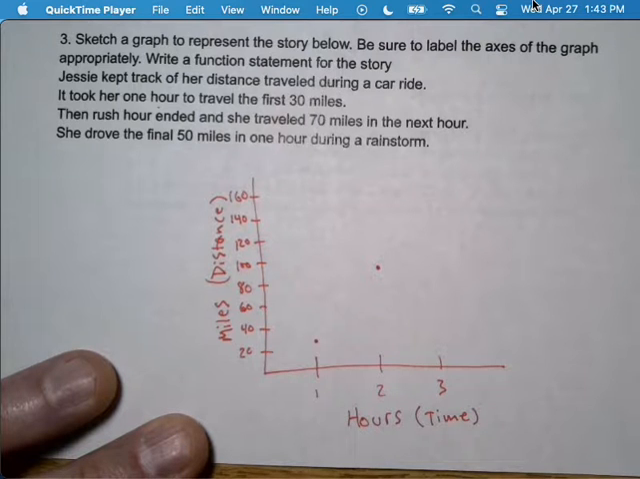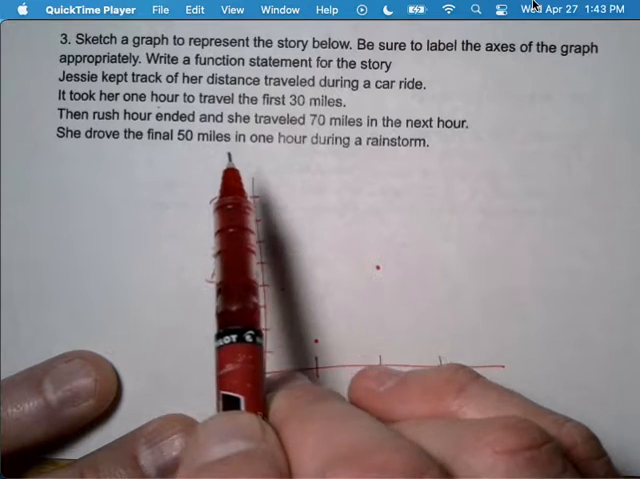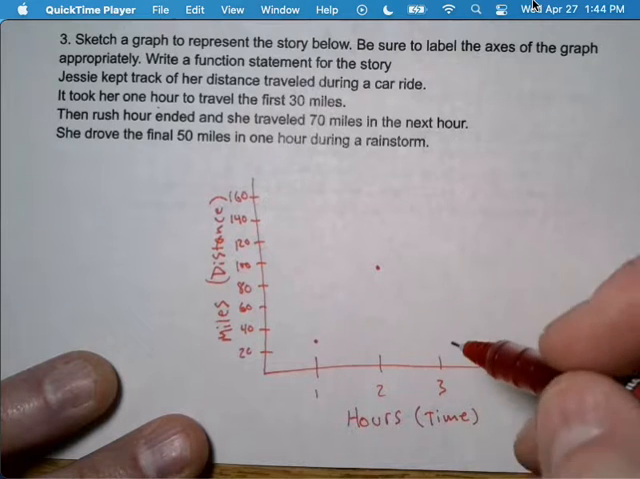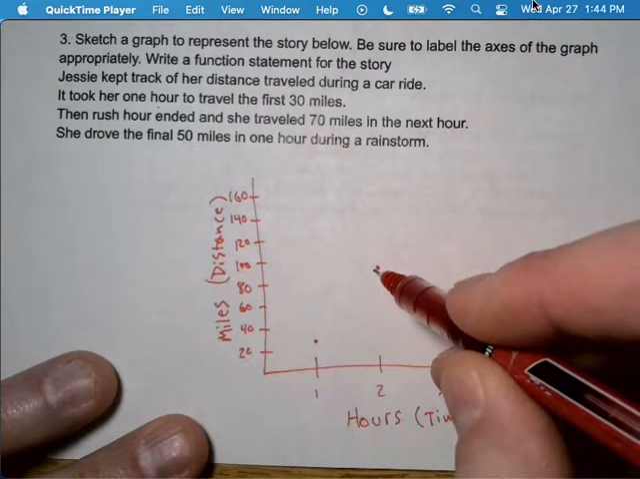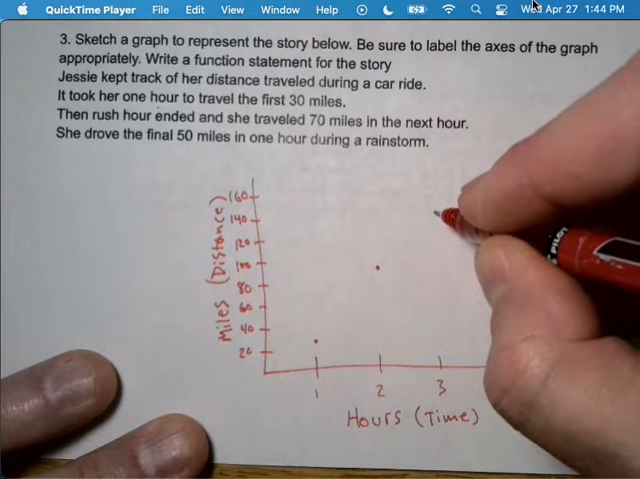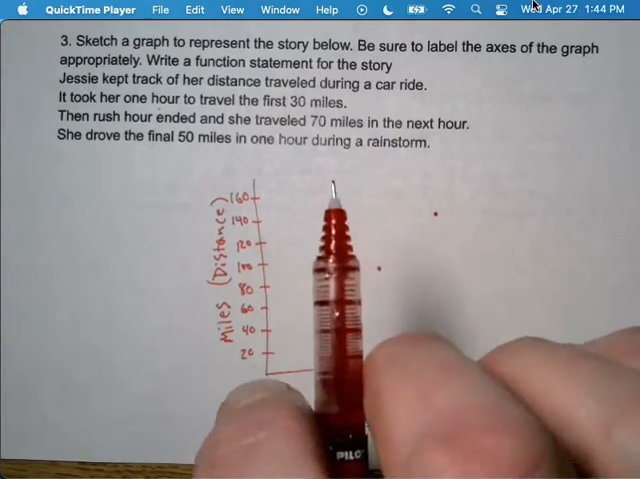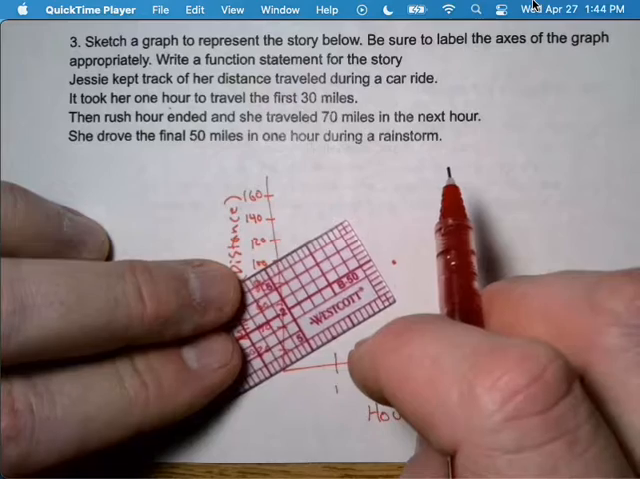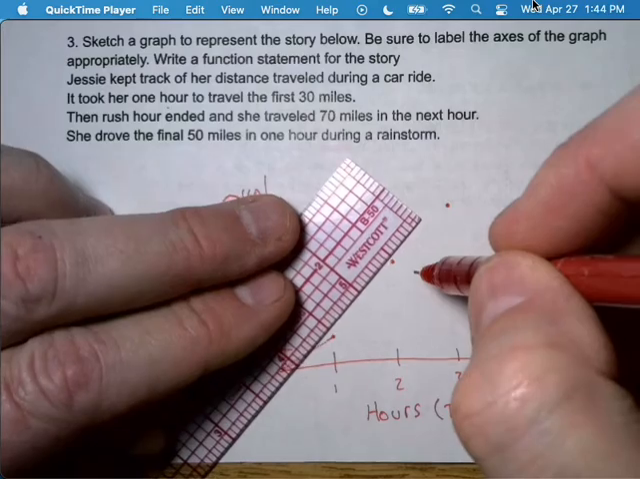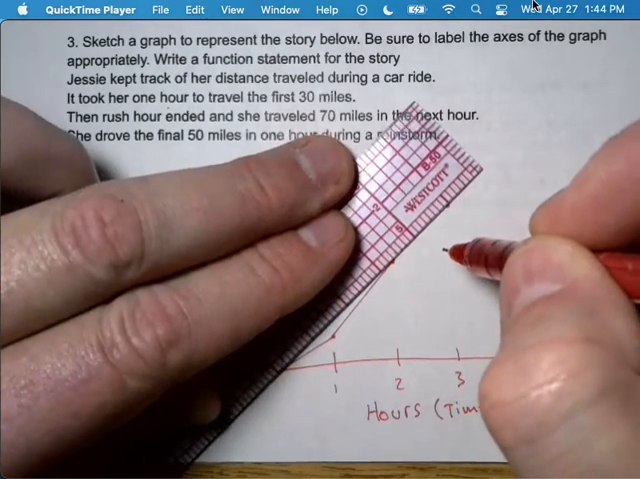And then the last hour, she drove the final 50 miles in 1 hour during a rainstorm, so she had to slow down a little bit. Okay? And so from 100, how far? To 150. To 150. Okay, so, right about there. So then we can put our ruler to it. And if you guys are using freehand on the study guide, that's fine, but try to make your one on your test as accurate as possible.